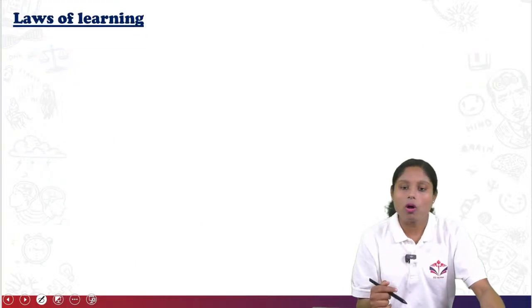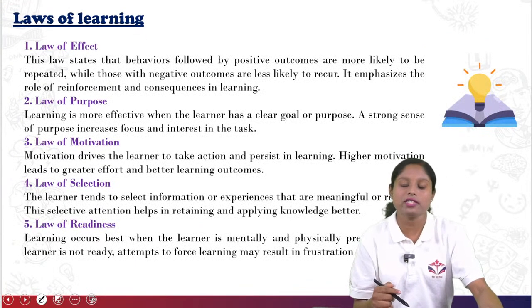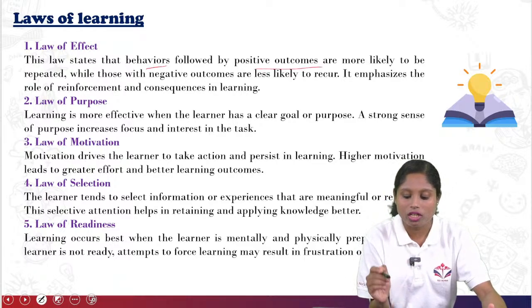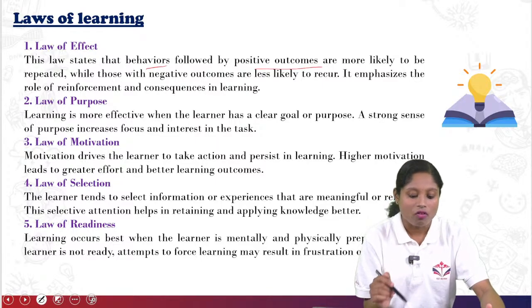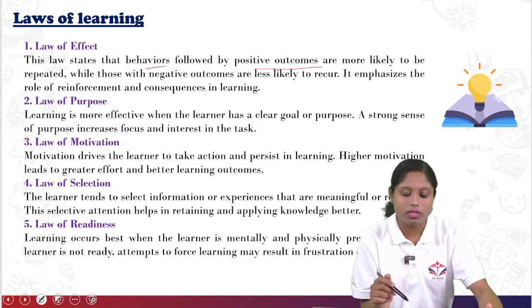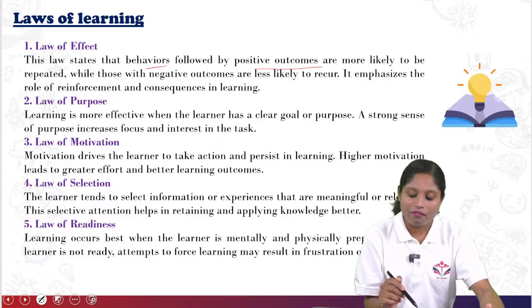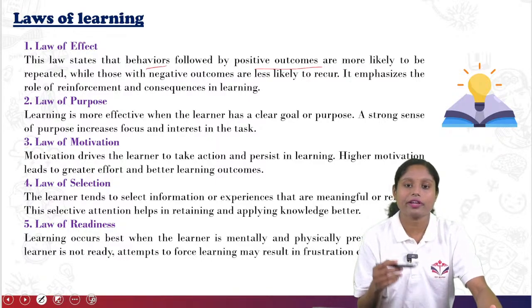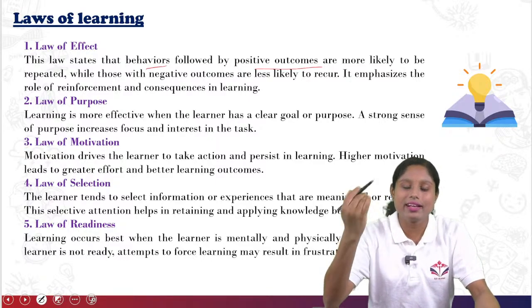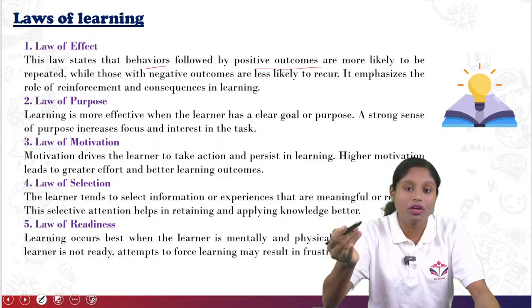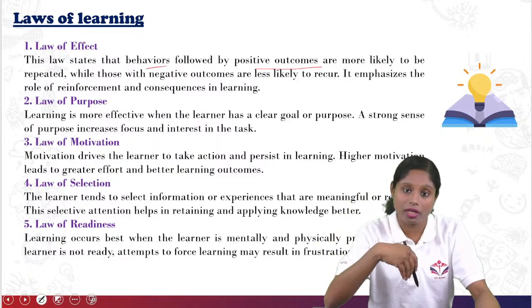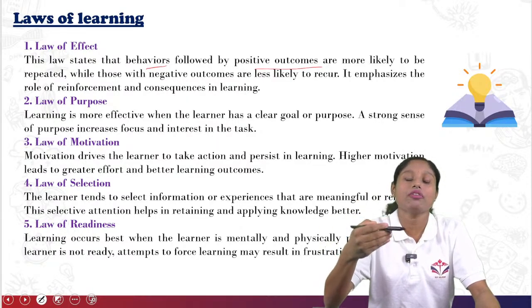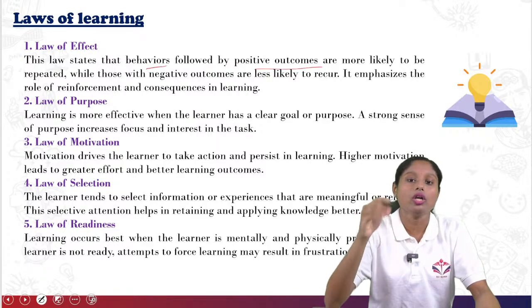Coming to the laws of learning. What are the laws of learning? First one, law of effect. This law states that behaviors followed by positive outcomes are more likely to be repeated, while those with negative outcomes are less likely to reoccur. It emphasizes the role of reinforcement and consequences in learning. If a student is studying something new and we give positive reinforcement, he or she will adopt that behavior. If we give negative reinforcement, they will not repeat that again. That is the law of effect.